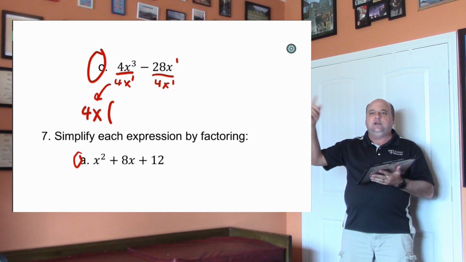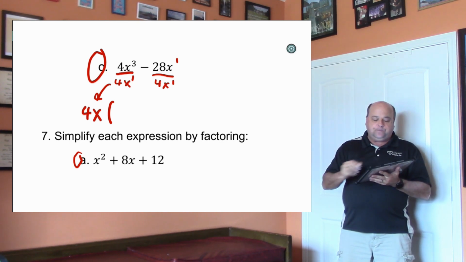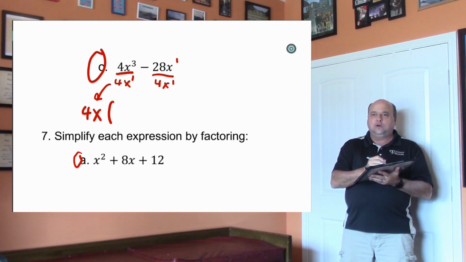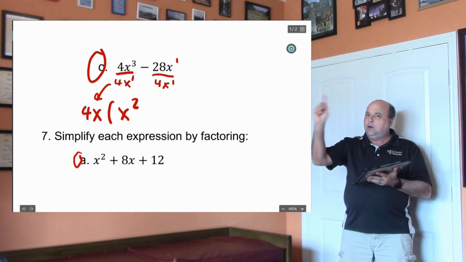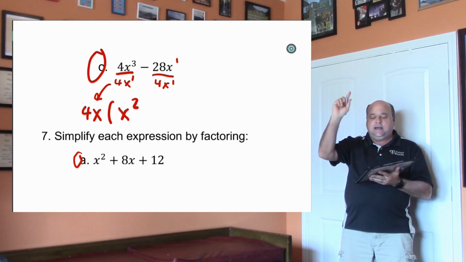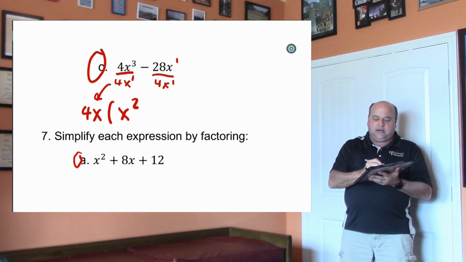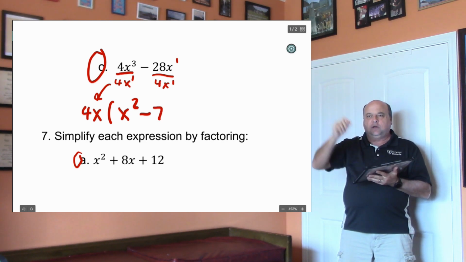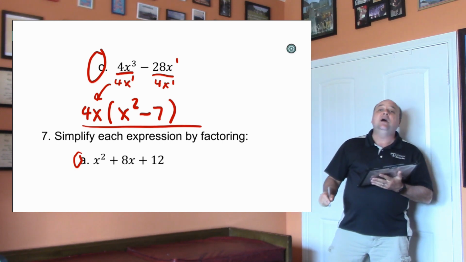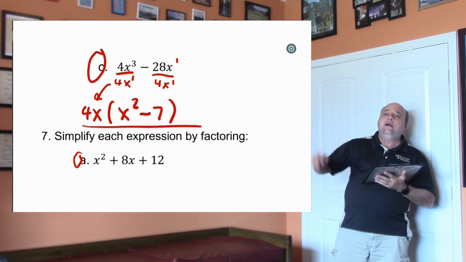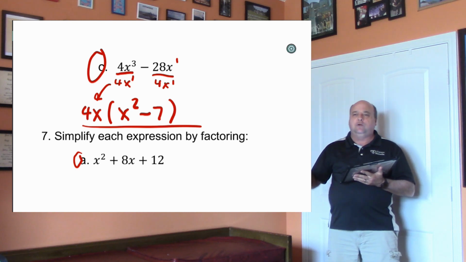Now we're going to divide and do sign, number, letter, exponent. So 4 divided by 4 is 1. I don't put the 1. The letter is x. 3 minus 1 is 2. Sign, number, letter, exponent. Start all over. Negative divided by a positive is a negative. 28 divided by 4 is 7. And the x's will divide out to 1. So this right here would be my answer. Piece of cake. That's what dividing by the GCF looks like.